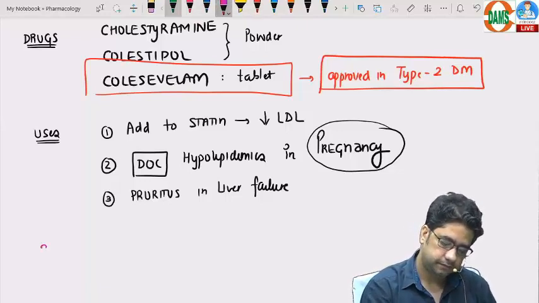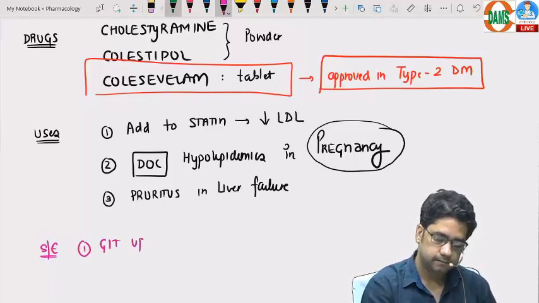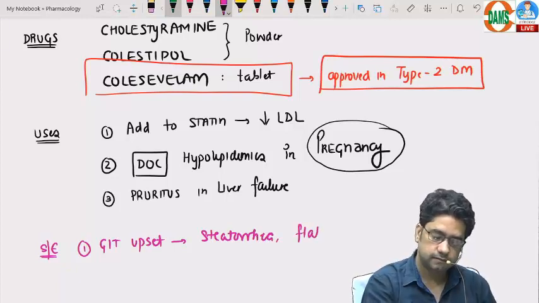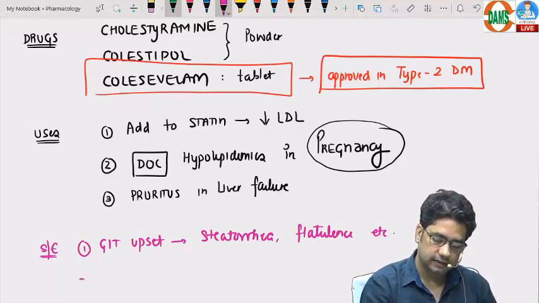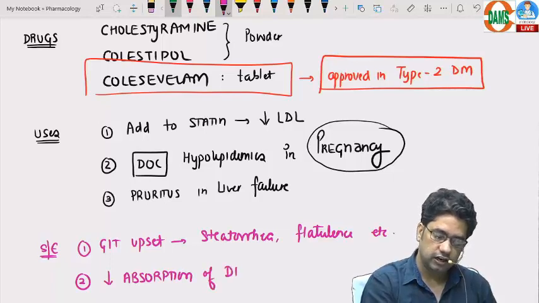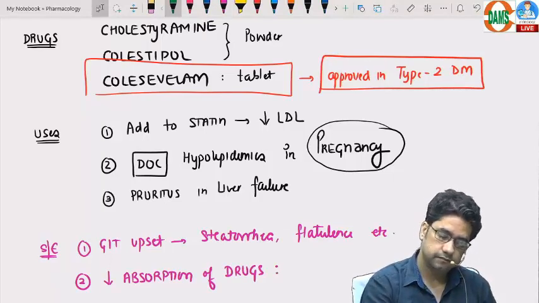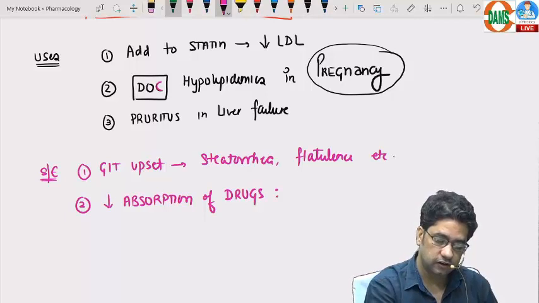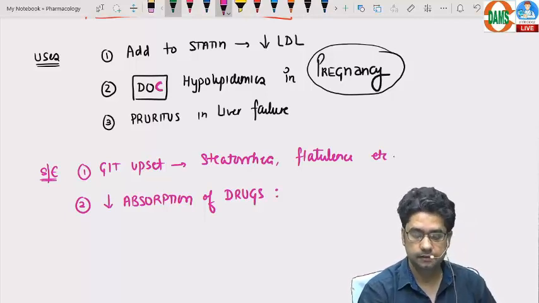Side effect: GIT upset like steatorrhea, flatulence, etc. Lastly, they decrease absorption of certain drugs which are dependent upon bile. Yes, they are the drug of choice for reducing blood lipid level in pregnancy.